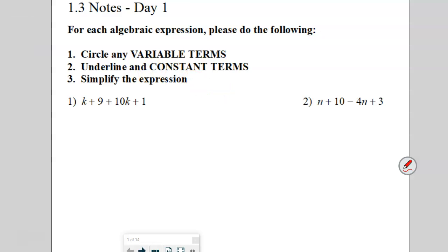We're going to start with some vocabulary. Now, in true Abruzzo form, we have a typo right away. This is supposed to say underline any constant terms. We're going to circle any variable terms, and then we are going to simplify the expression. So let's start with circling any variable terms.